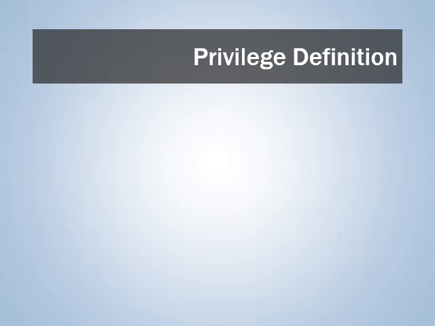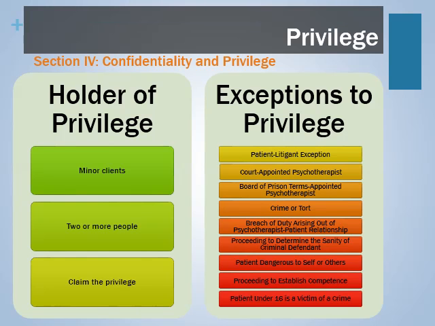So to define privilege is pretty simple. It's just the patient's legal right to refuse to disclose and to prevent another from disclosing confidential communication in a legal proceeding. Okay, so privilege is a legal term, and this refers to the person's right not to have confidential information revealed in a legal proceeding. The holder of the privilege is the patient when they have no guardian or conservator. It can also be the guardian, or if they're dead, a personal representative that's been appointed.